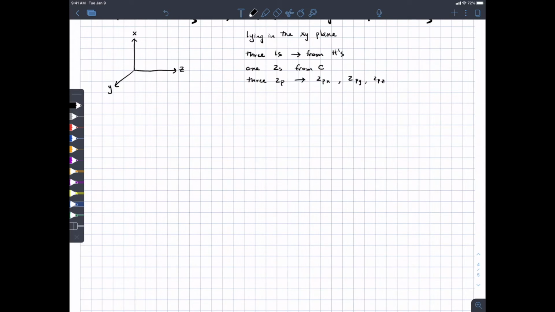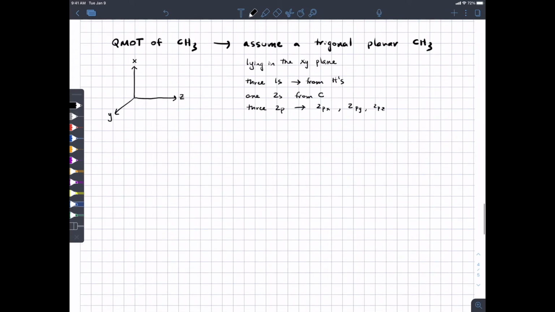Sorry, sir. I thought we were only considering valence electrons. That's right. So we're not considering 1s orbitals from carbon. But for hydrogen, the valence electrons would be in the 1s orbital.